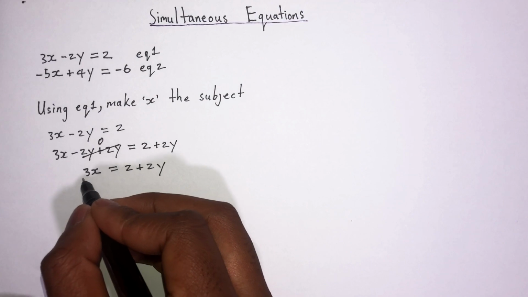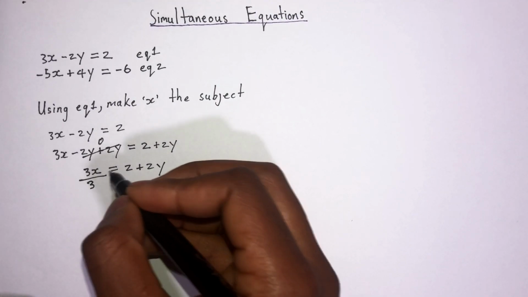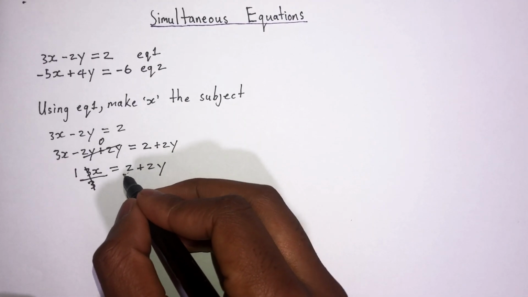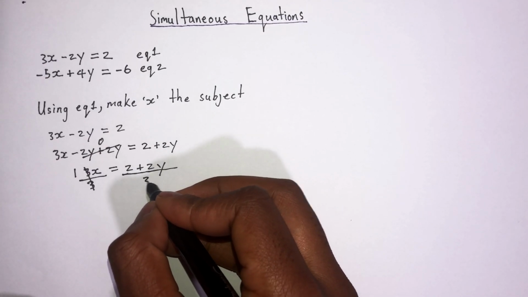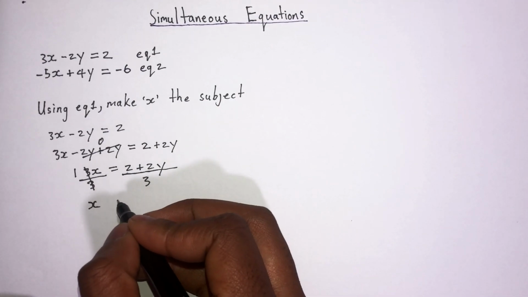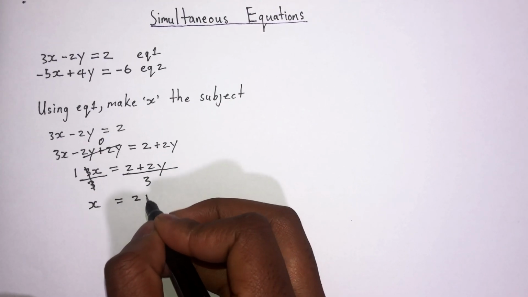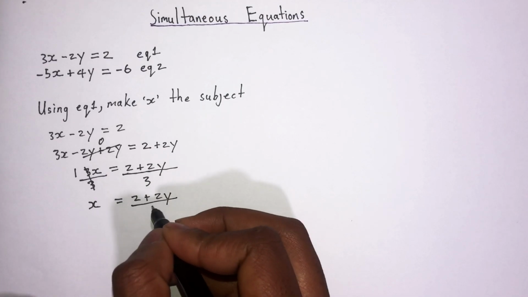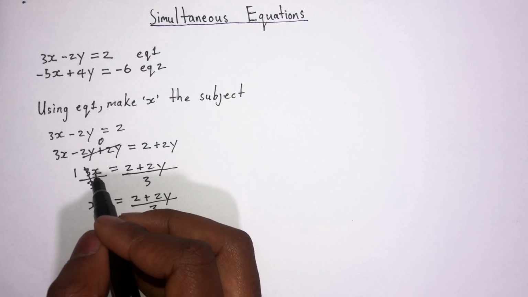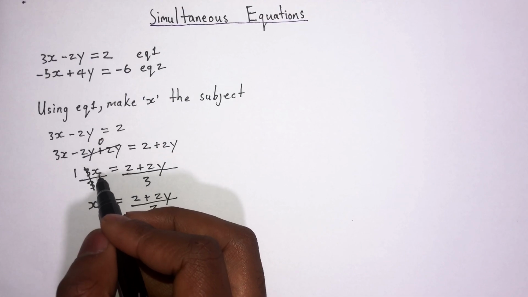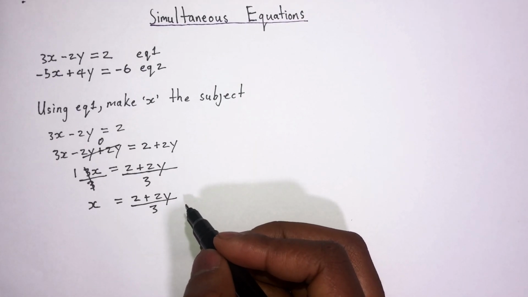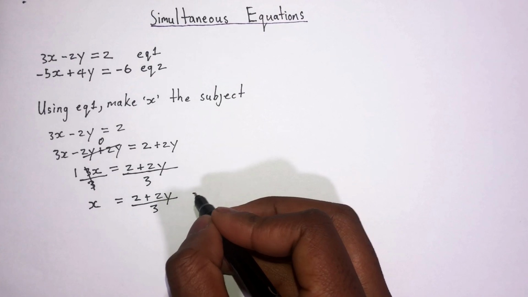We have 3 multiplying x, therefore we'll have to divide by 3 to remove this 3. 3 into 3 goes 1 times. And what we do on this side, we also have to do on the other side. 1 times x is x, and this is 2 plus 2y all over 3. And we know that 1 times any number is the number itself, and x is a variable which represents a number. Therefore, 1 times x is x. And we're going to label this as our equation number 3.